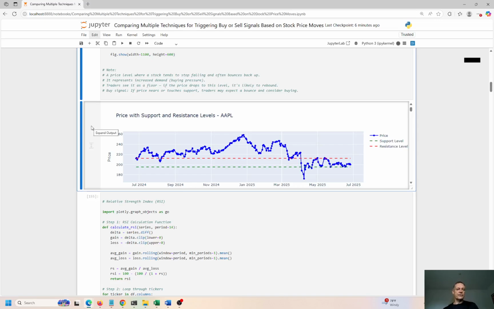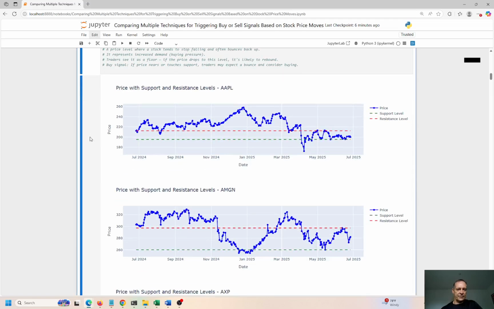So here's the first trading strategy, support and resistance levels. I think it's still running. Yeah, you can tell by the hourglass in the upper left-hand side, but it's pretty fast. It'll take a few seconds to finish off here. Okay, and now we can expand this.